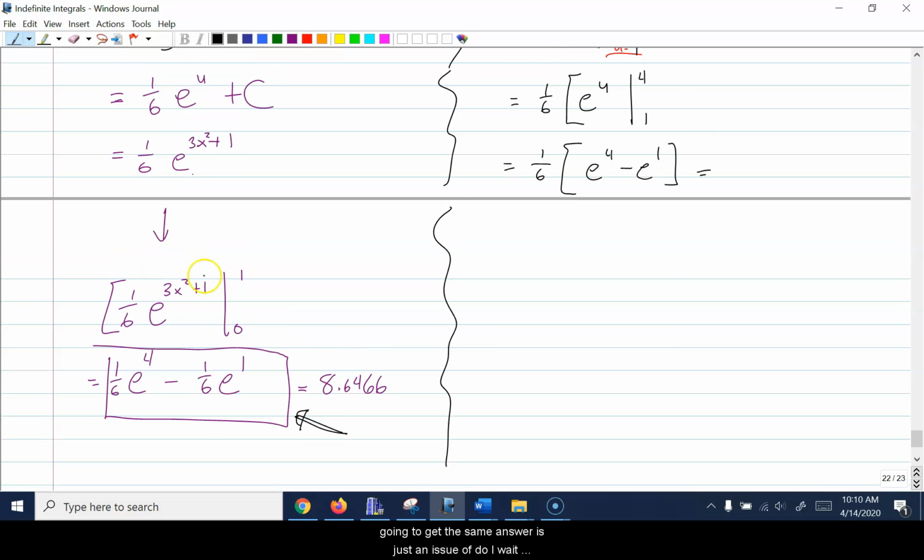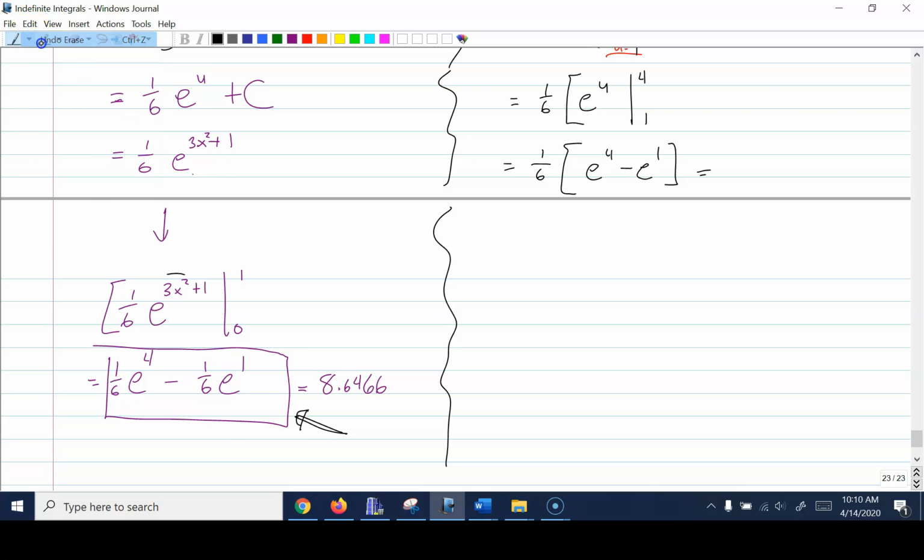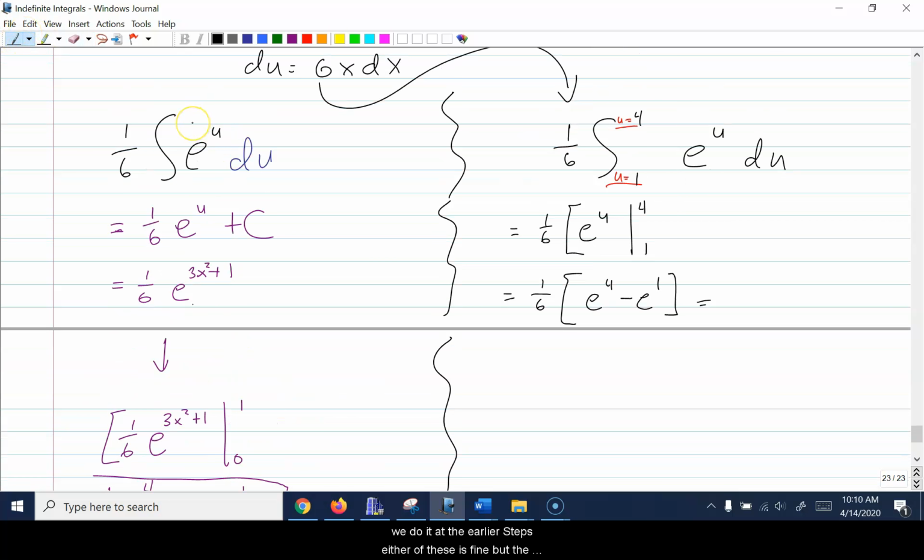It's just an issue of, do I wait until here to plug in x equals 0, or do we do it at the earlier step? Either of these is fine, but the key thing is when you get to this point, you need to not be writing 0 to 1. If you're going to write any numbers, they need to be the correct numbers. And if I'm just telling you to do the definite integral, then you can do it either way.